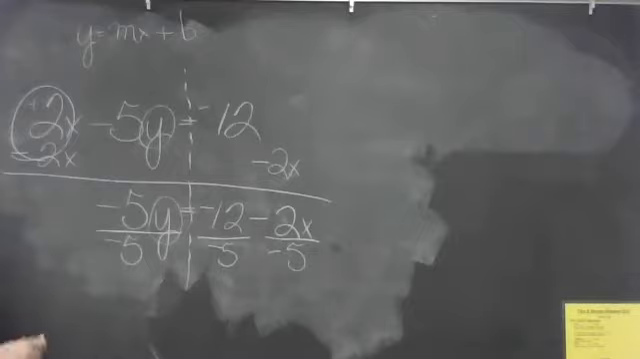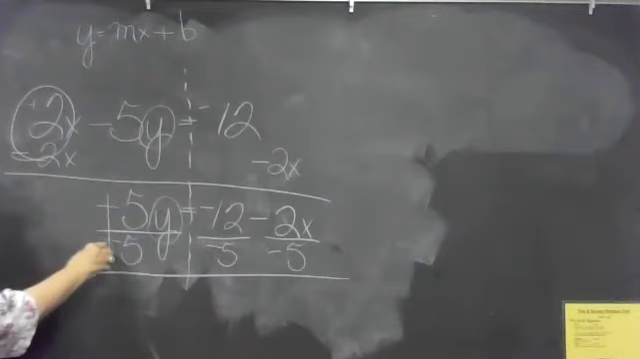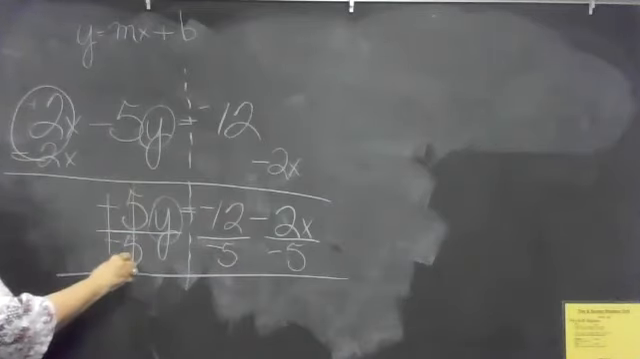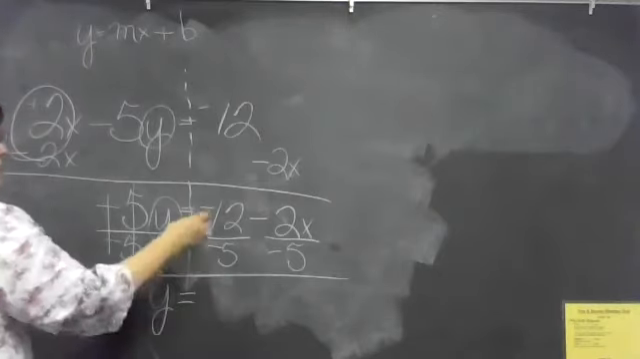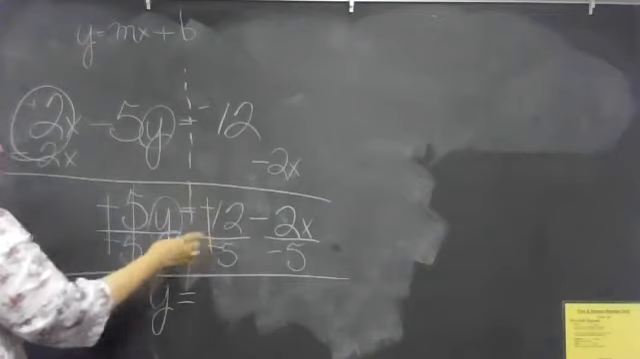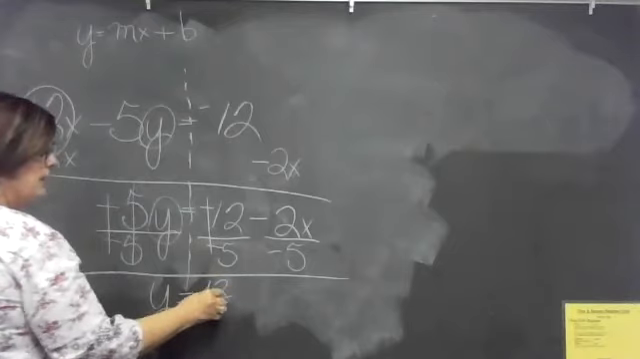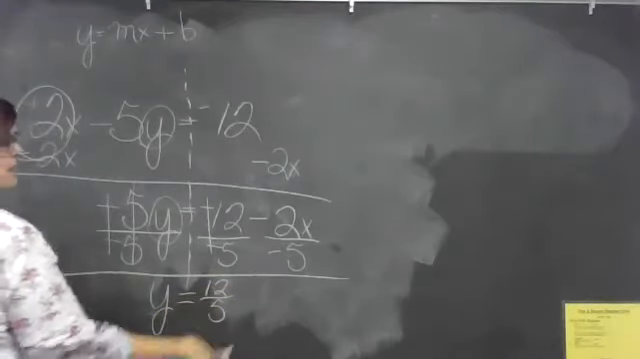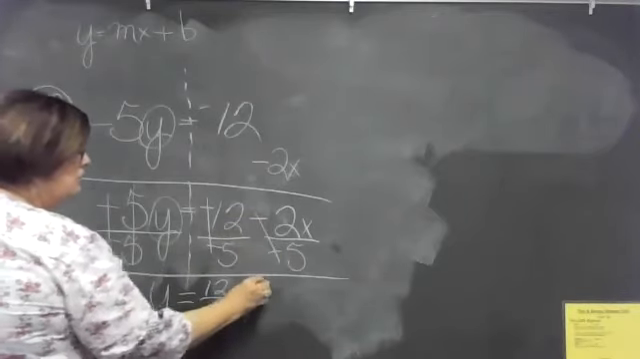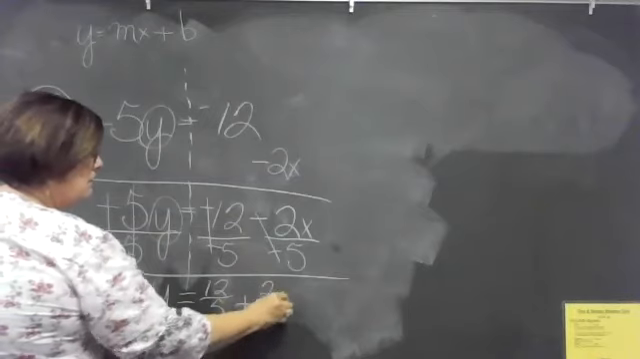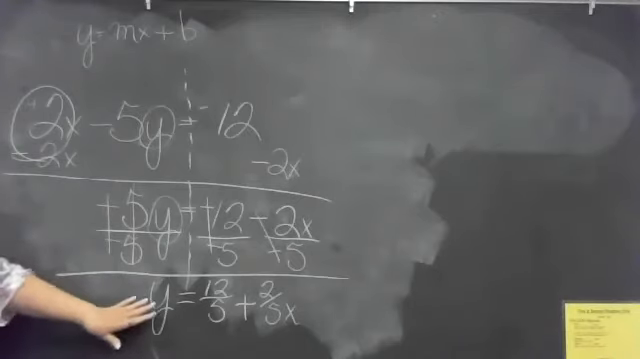Okay. All right. So now we're going to see what we have left. The negatives cancel each other out. The 5s cancel each other out to 1. So I'm going to have 1y equals, the negatives cancel each other out. If there's only one negative, leave the negative. I have 12/5. You can just do that as a fraction. Again, the minus and the negative cancel, and I have plus 2x.